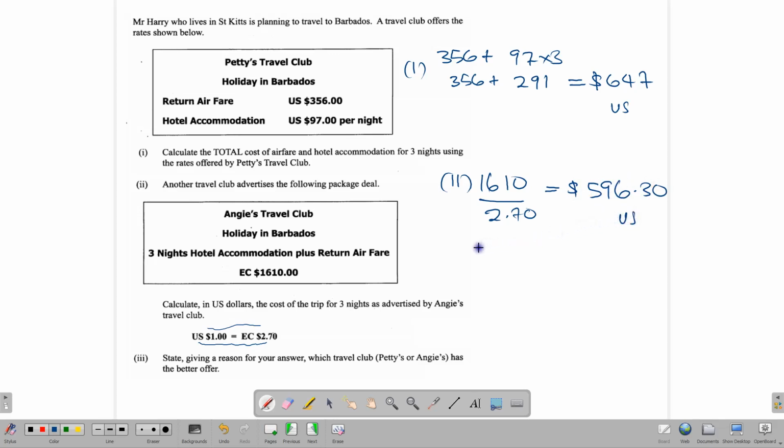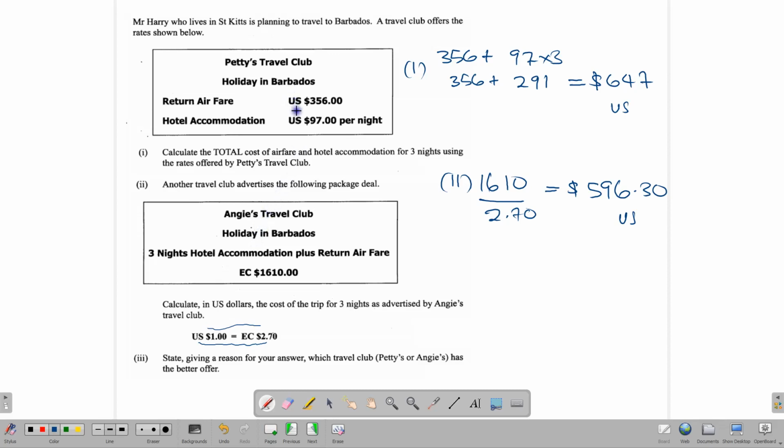So the third part of our question is asking us, state, giving a reason for your answer, which travel club, that is Petty's or Angie's, has the better offer. Now, there are some things that are not said in this question, and we can't concern ourselves with it. Whether we're dealing with the same hotel, which will offer the same things, so we don't know if we're dealing with apples and apples or apples and oranges. That's not said in the question. What we have in the question is just price. So we have to make our decision based on price.